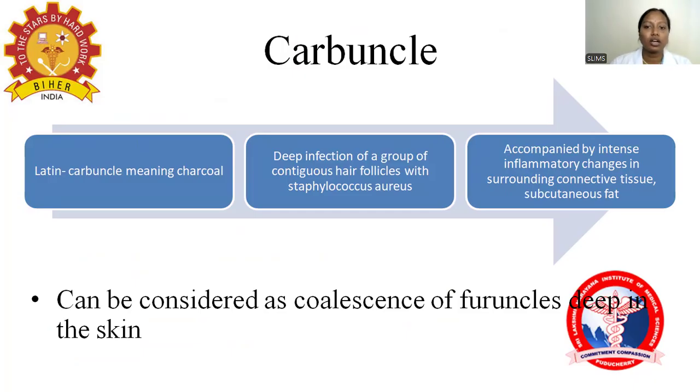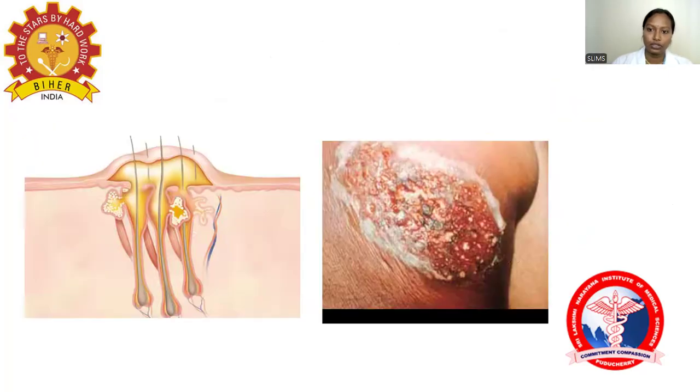So next, going into carbuncle. Carbuncle means charcoal. It is similar to furuncle, but when multiple furuncles join together to form a larger lesion, it is called a carbuncle. So it is a deeper infection. A group of hair follicles are affected, so intense inflammatory infiltrates will be seen in the connective tissues also. So this is how it appears.